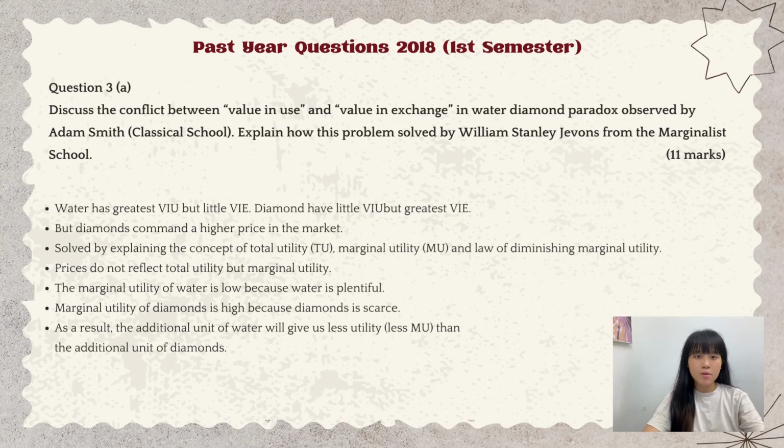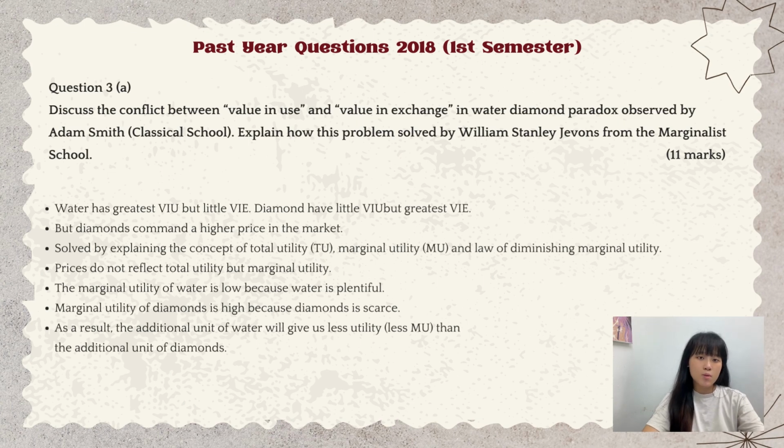This is the past year question for 2018 first semester, question 3A. Discuss the conflict between value in use and value in exchange in the water-diamond paradox observed by Adam Smith. Explain how this problem was solved by William Stanley Jevons from the Marginalist School.